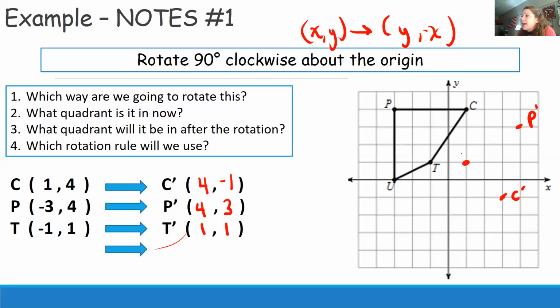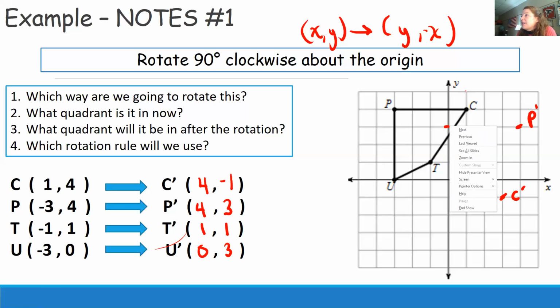So this is T prime. And then finally U prime, -3, 0, so that -3 jumps to the back and becomes positive, and our Y comes to the front. So don't go right or left, go up 3, 1, 2, 3. And there is our U prime.